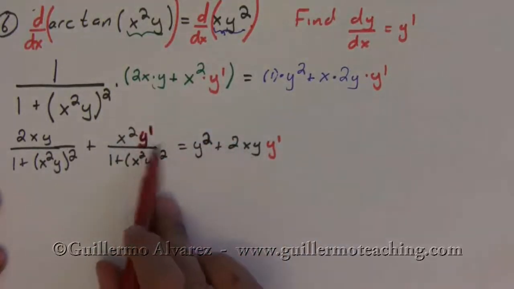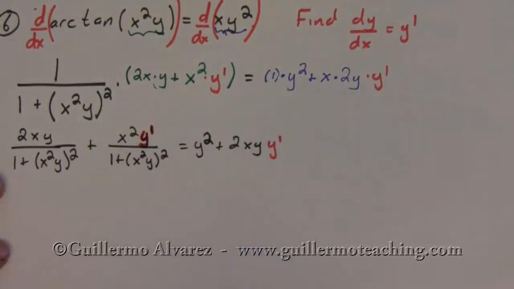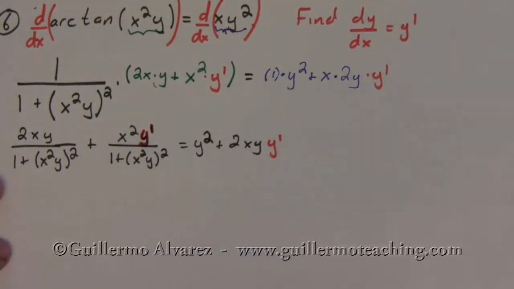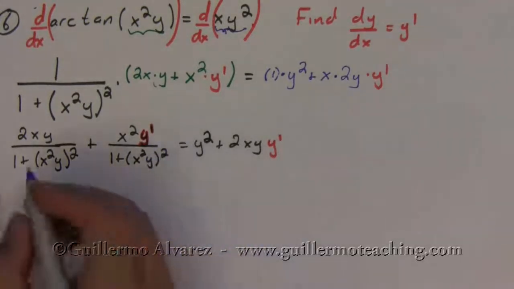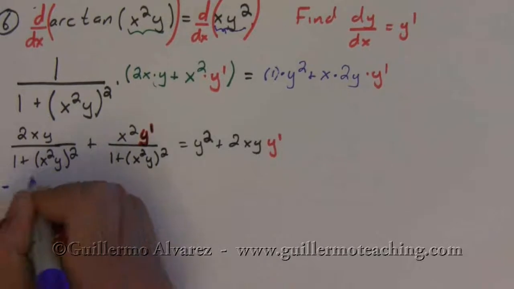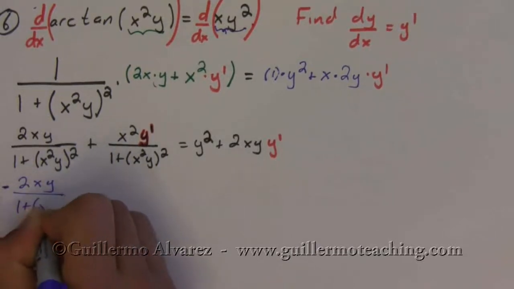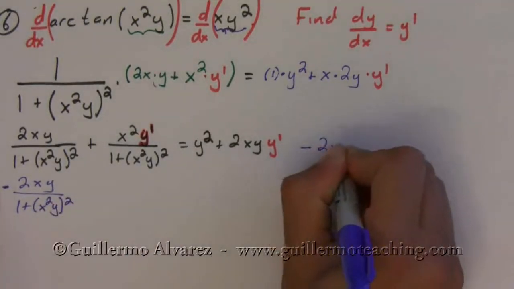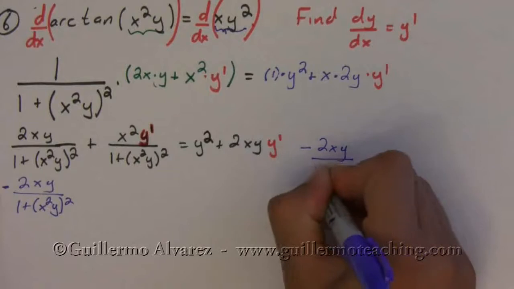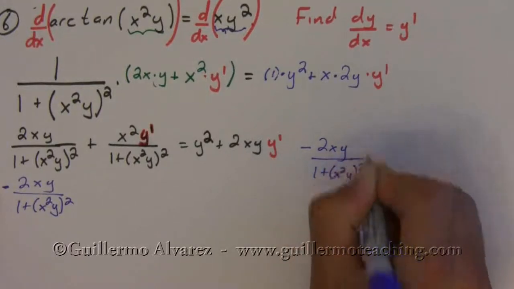Now let me mark this one in red so I don't lose it. And so the red y primes, these are the ones that I want to solve for. And so I need to bring all of the y primes to one side. So how about if we move this guy over to the right side? So we'll subtract it from both sides. Minus 2xy over 1 plus x squared y, quantity squared.